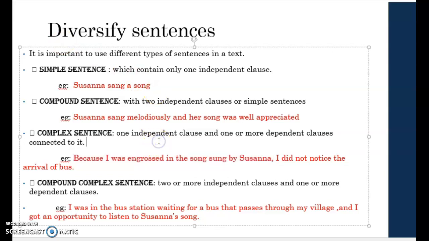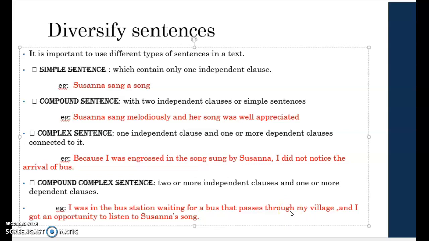So in a complex sentence, there should be one independent clause and one or more dependent clauses. Now there is one more thing, that is the compound complex sentence, in which there will be two or more independent clauses and one or more dependent clauses. For example: I was in the bus station waiting for a bus that passes through my village, and I got an opportunity to listen to Susanna's song.